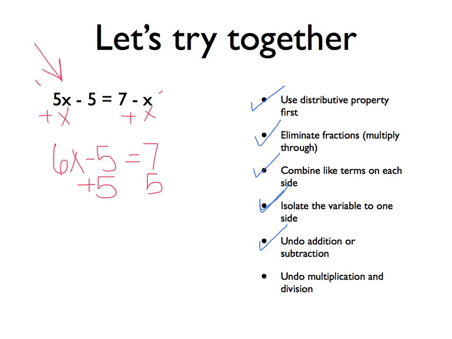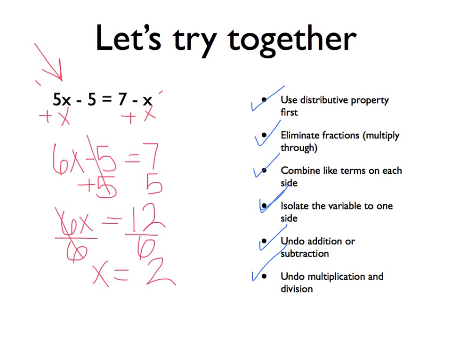Okay, so now let's see what we have. 6x hasn't been touched, and I have a negative 5 and a positive 5. Those cancel. I'm slowly but surely getting x by itself, and a 7 and a positive 5 are 12. Now, if I go and undo my multiplication and division, 6 is multiplying by x. The inverse is to divide, and x is equal to 2. Please pause the movie and make sure you have all of these steps copied into your notes.